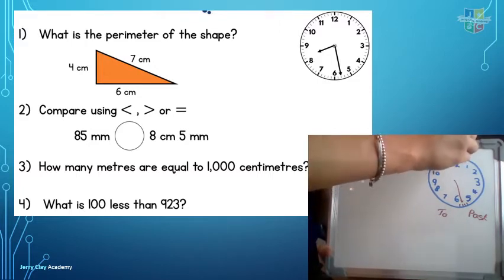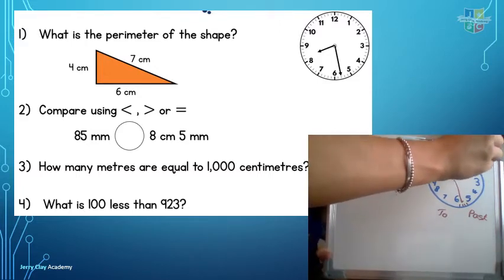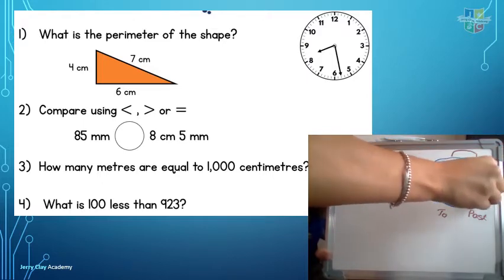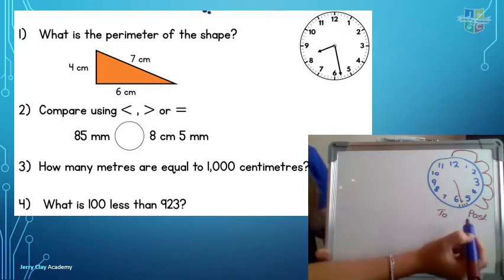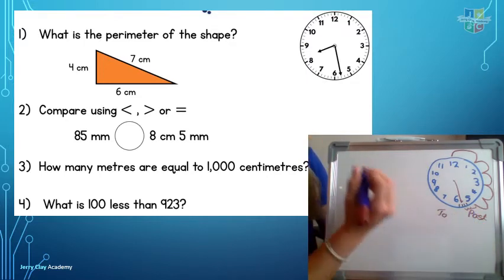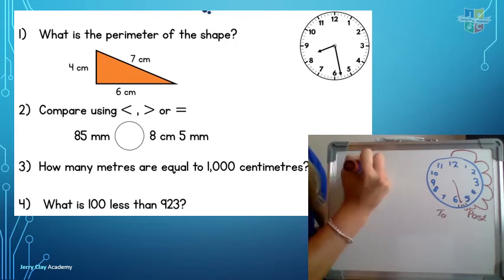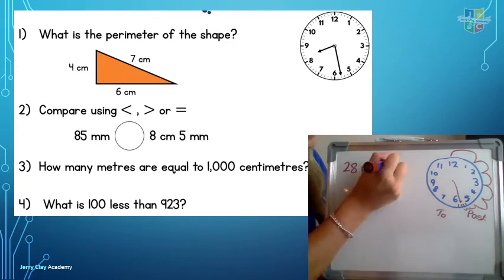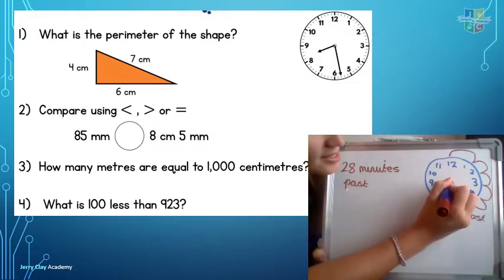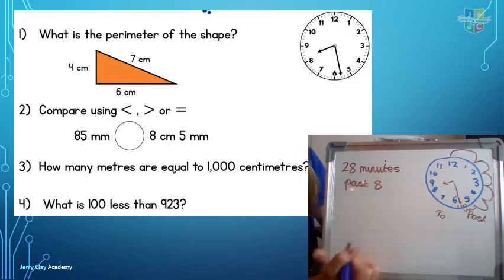I can count in 5s to start with, as I know between each number there are 5 minutes. 5, 10, 15, 20, 25. Then I want to count my minutes, 26, 27, 28. So we would say that it was 28 minutes past. If I look at my hour hand, it's gone past the 8, so it will be past 8.